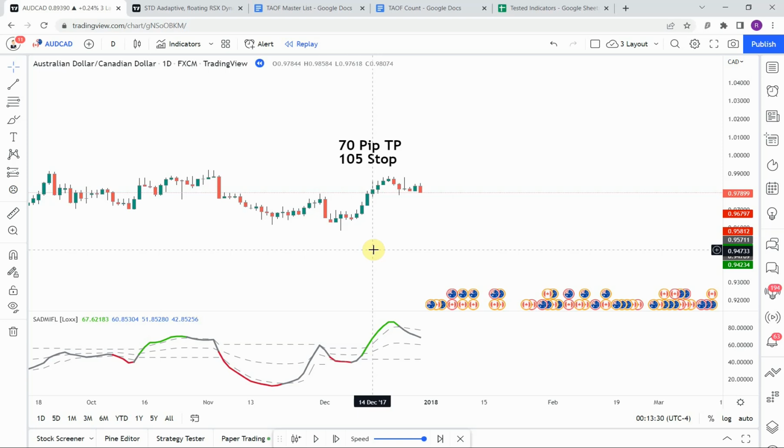Today we will be testing the STD Adaptive Floating RSX Dynamic Momentum Index.